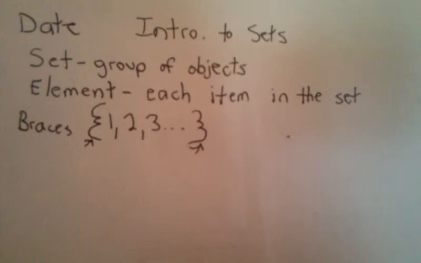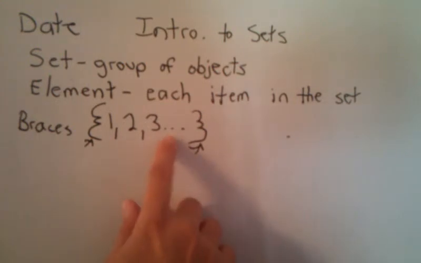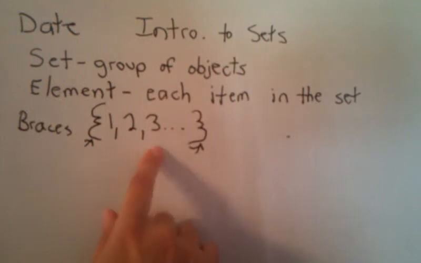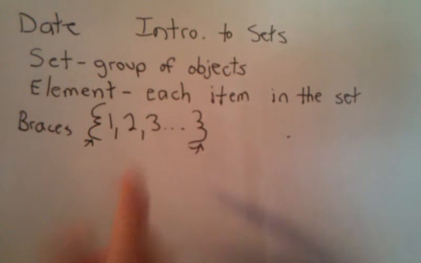If you have a set, like this one, it has the 3 dots. That means I write the first 3 items or elements to establish the pattern. Then I just put the dots, and you know what the rest of the set is by the first 3 elements.